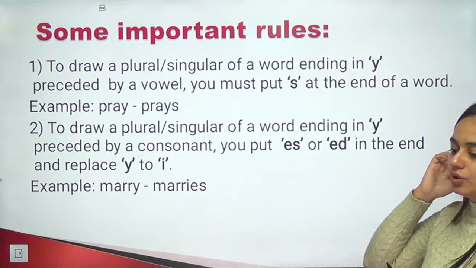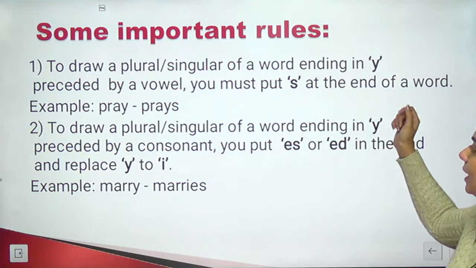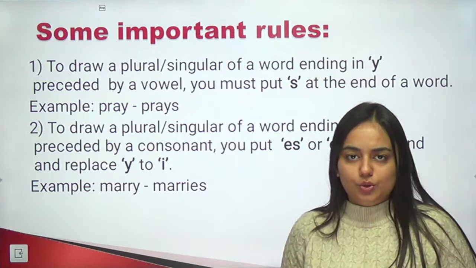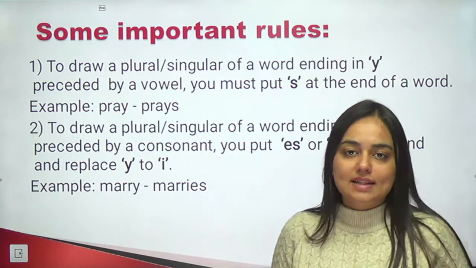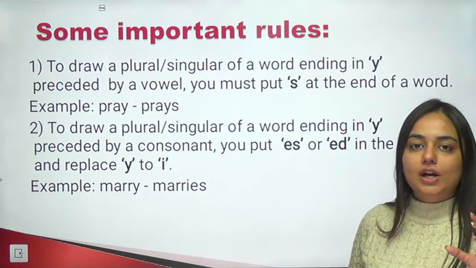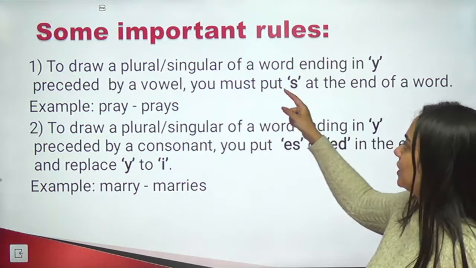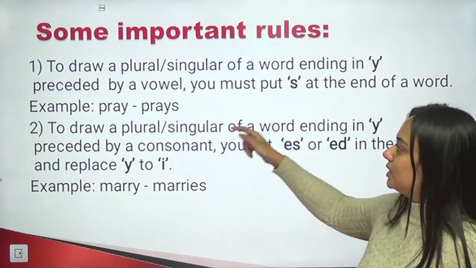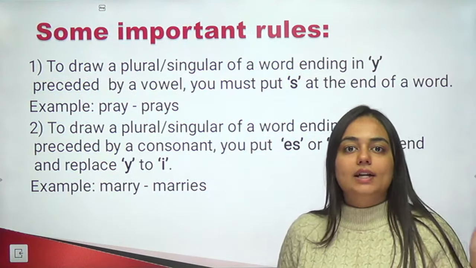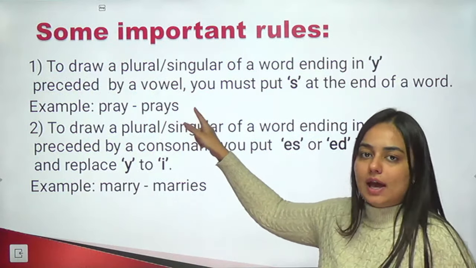So some important rules are to draw a plural or singular of a word ending in y. I am simply going to discuss some of the rules with you which might help you to at least guess the right spelling of a word. Though there are so many rules, we are going to discuss some of the very important ones. To draw plural or singular of a word ending in y preceded by a vowel: एक ऐसा word जिसके last में y है और y से पहले एक vowel आता है, तो उसका plural के लिए हम सिर्फ एक s को add करेंगे.